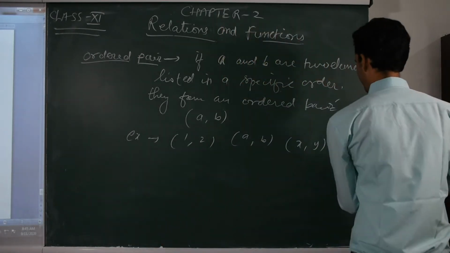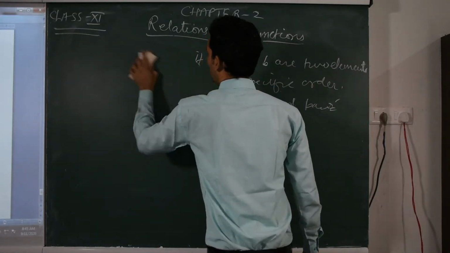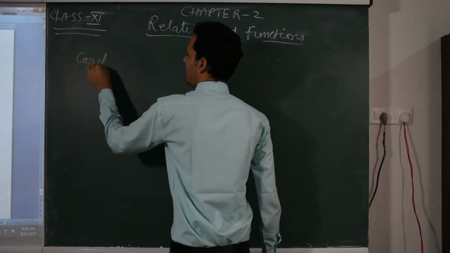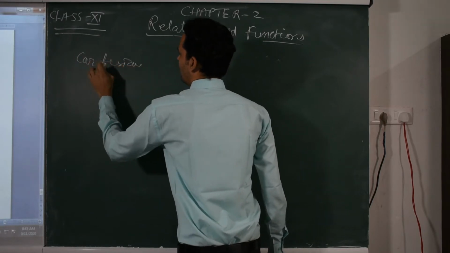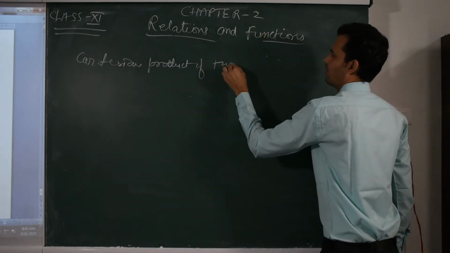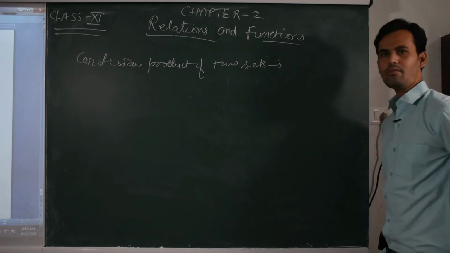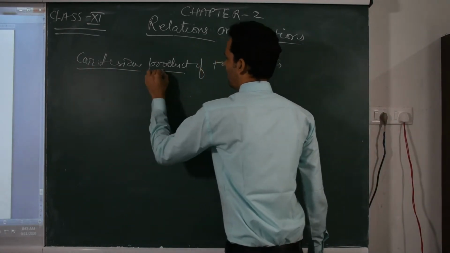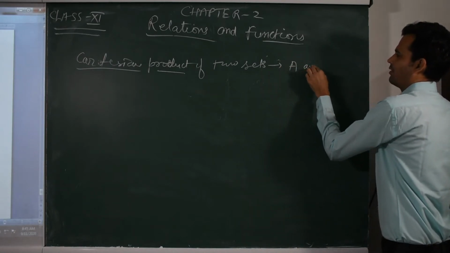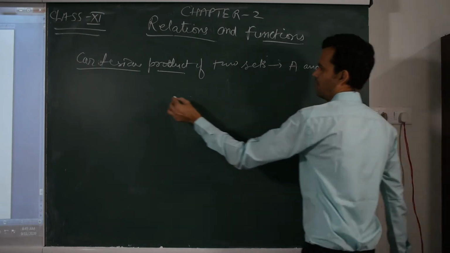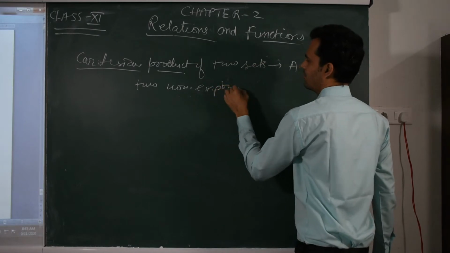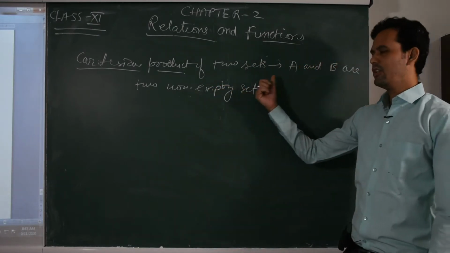Now the second thing is Cartesian product of two sets. What is Cartesian product? Product means multiplication of two sets. So A and B are two non-empty sets.